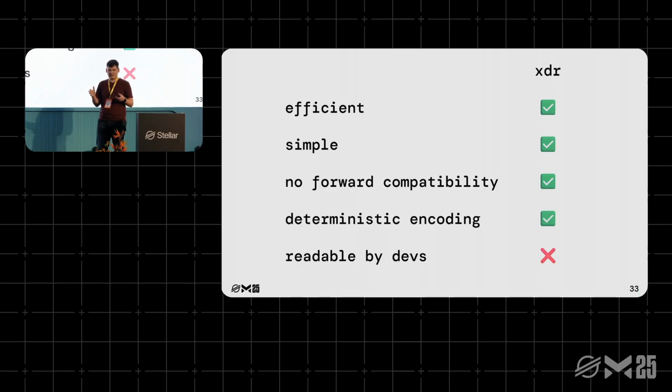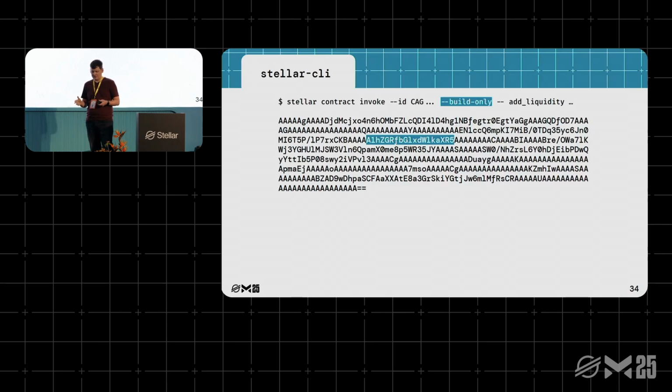But at the end of the day, this is binary. And as developers, we don't really want to look at binary, right? So let's see what I mean. The command that we ran earlier with the CLI to invoke a contract has this extra option we can use, --build-only, and it's going to give us the actual transaction that it's building and submitting to the network. So this is XDR base64 encoded.